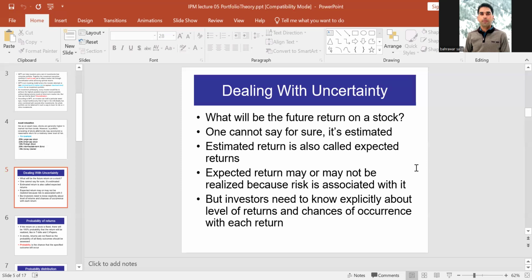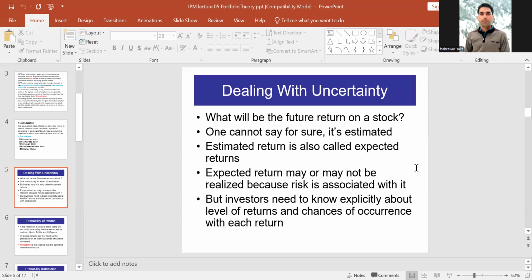Expected return is what we predict or estimate an investment will earn, usually based on the probabilities of different outcomes. Like if a stock has a 50% chance of giving 20% return and a 50% chance of giving 0% return, then its expected return will be equal to 0.5 multiplied by 20% plus 0.5 multiplied by 0%. So it will result in 10% returns.